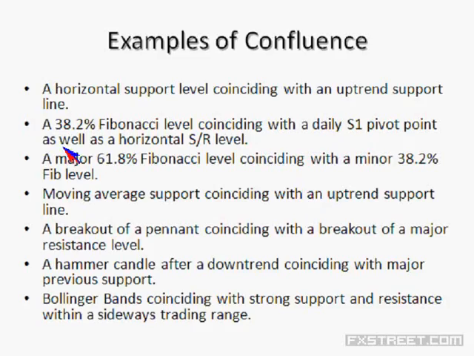Now, examples of Confluence that I often show, let's say, for example, a major 61.8% Fibonacci level coinciding with a minor 38.2% Fib level. That's a Confluence. A horizontal support level coinciding with the uptrend support line, and we'll see that on the euro-dollar right around the 140 level. A moving average also coinciding with the uptrend support line, what have you. Okay?